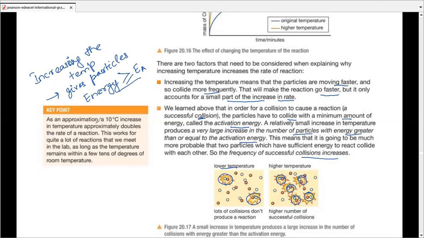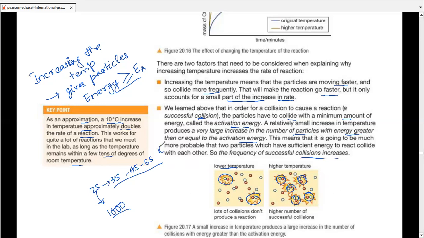A key point, as an approximation, a 10-degree increase in temperature approximately doubles the rate of reaction. This works for quite a number of reactions that we meet in the lab, as long as the temperature remains within a few tens of degrees of room temperature. Room temperature is 25, so increase it to 35, 45, 55, 65, it would work. That doesn't mean if you increase it to 1000, it would work in the same way. No, just a few tens. The rate of reaction would double at every step.